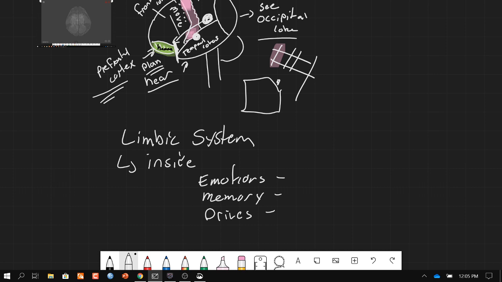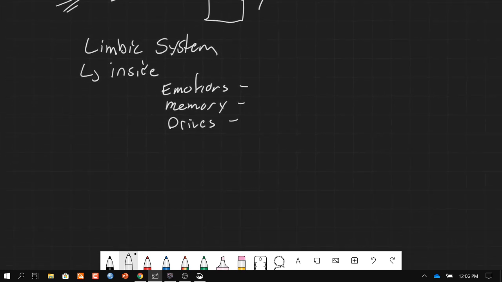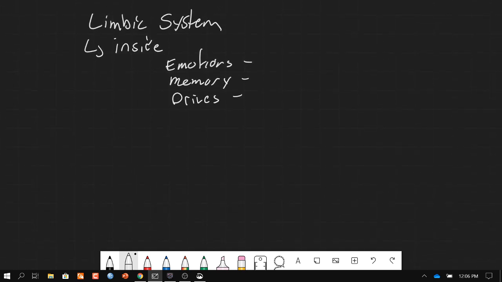So, I'm going to break down the emotions into a couple parts for you. But first of all, what are emotions? I can easily draw some. How come I can easily draw emotion? Everybody has the same basic emotions. Every human has the same basic emotions.